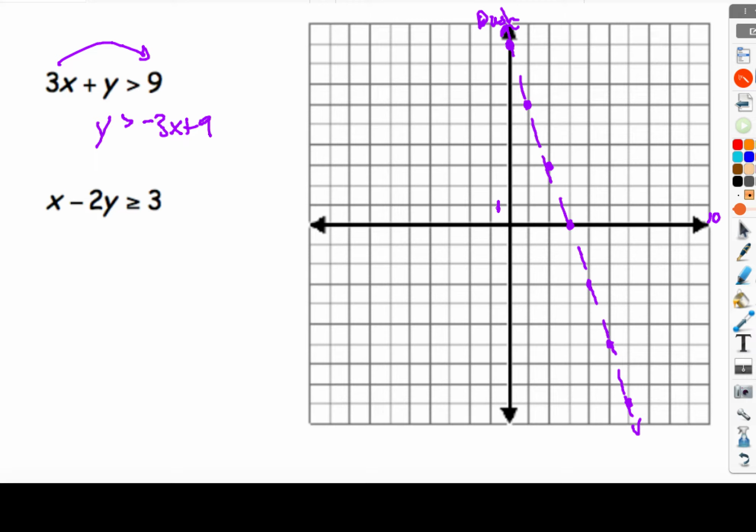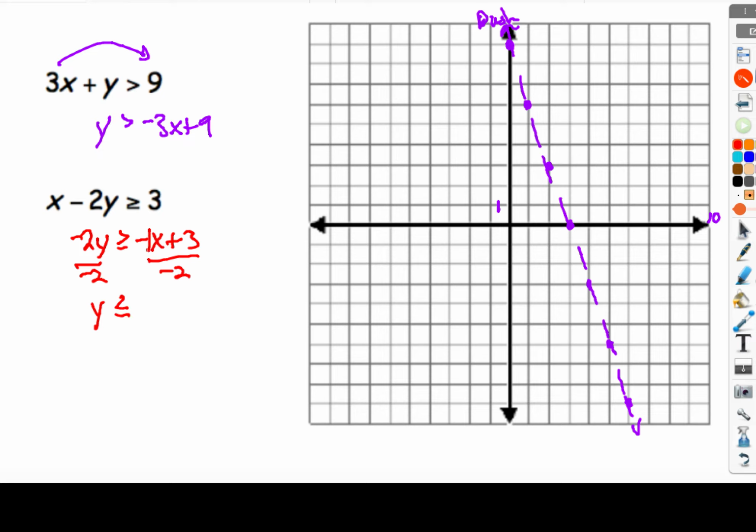And if our labels get covered up, I might just have to put some more labels on there. Then I'm going to go back with red here, and I'm going to do the next one. Negative 2y, again, subtracting x over to the other side. But now I'm going to divide by negative 2. So y becomes less than or equal. Don't forget to flip that sign.